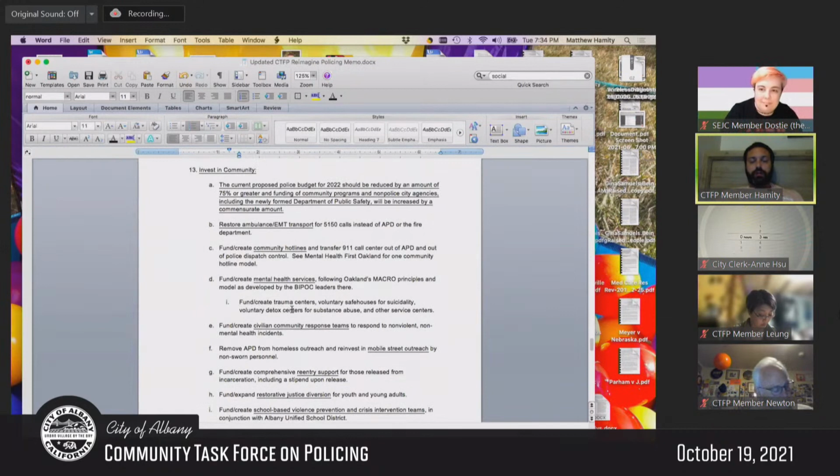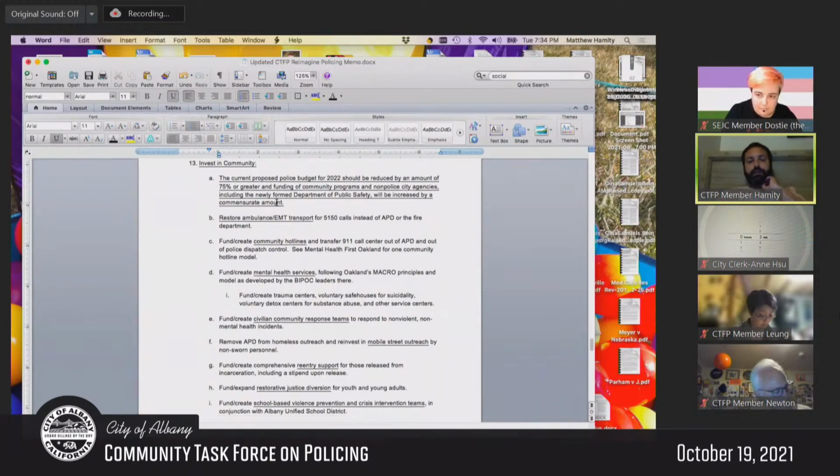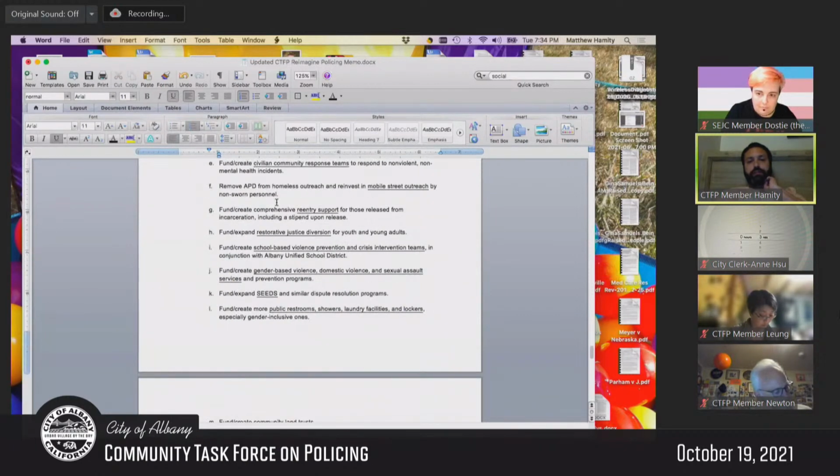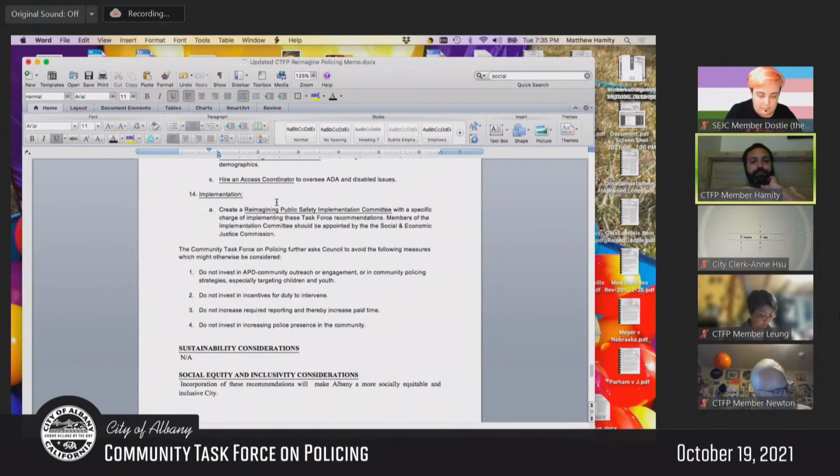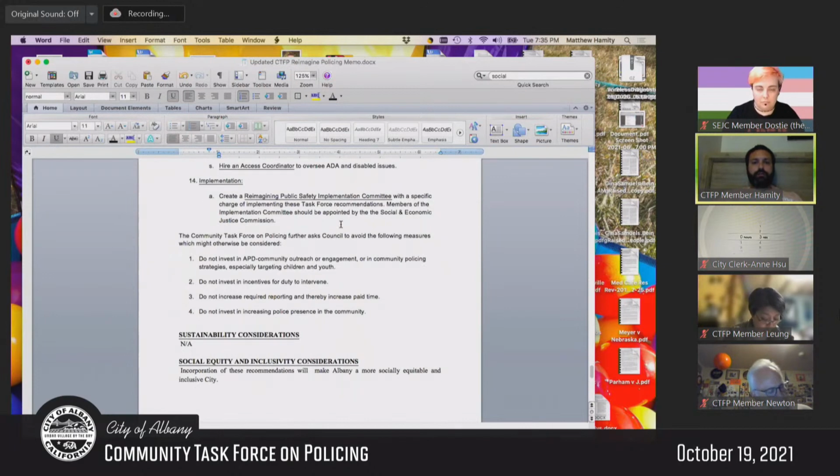less. And depending upon the police do have a sizable budget. So with the funding that will be saved there, we feel like the sky's the limit. As far as implementation, as I said earlier, that's going to be a key point. So we call for creating a Reimagining Public Safety Implementation Committee with a specific charge of implementing these recommendations, and members of the committee would be appointed by SEJC.